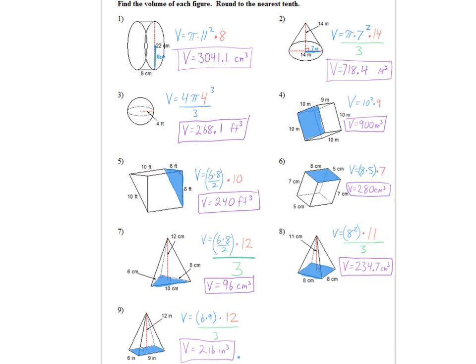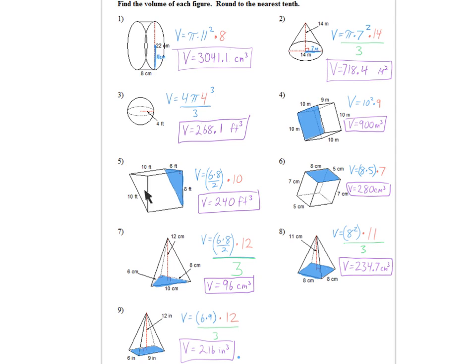All right, here we have a square prism. So I want to find the area of that square. So that's 10 times 10, or 10 squared, times the depth, or the height, which is 9. So the base is a square times the height. Multiply that, I got 900 meters cubed, because those are meters.